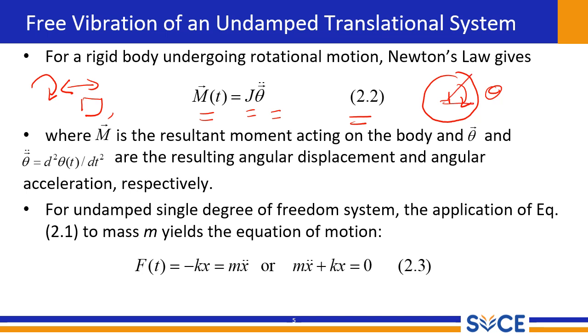So this equation tells us that the torque applied to a rigid body is equal to the moment of inertia multiplied by its angular acceleration, that is, T equal to J into theta double dot.